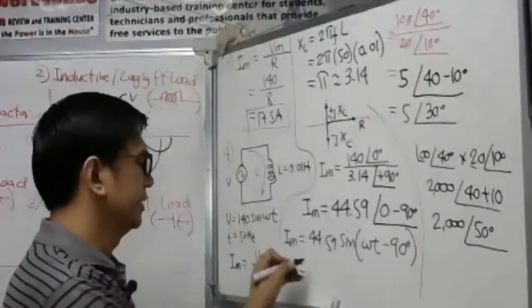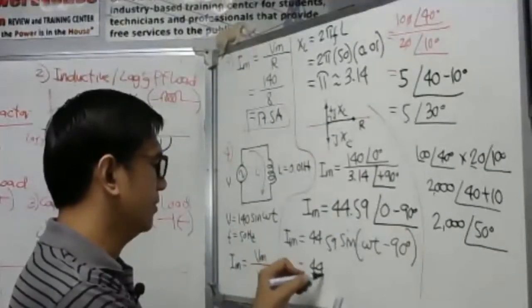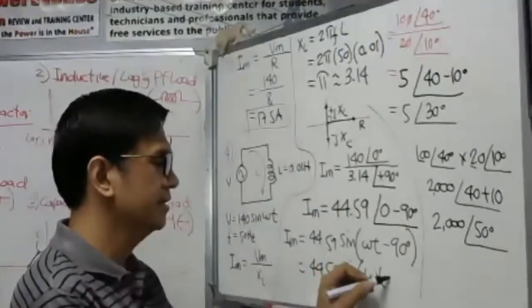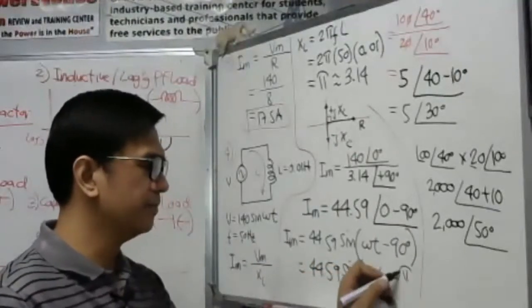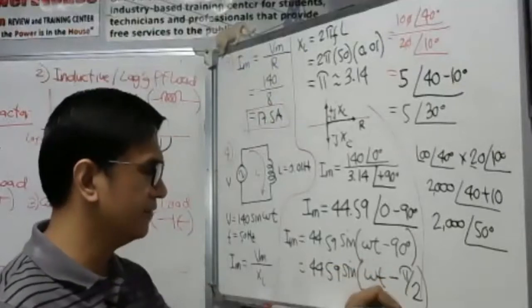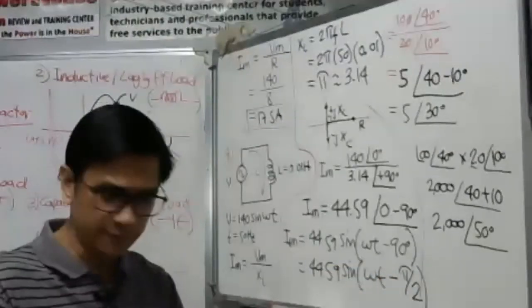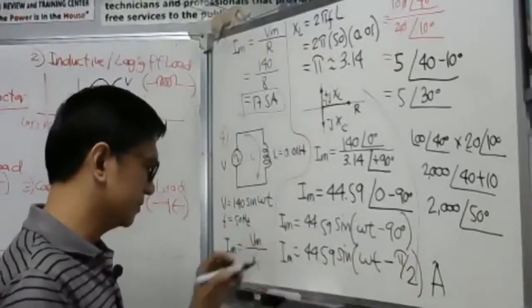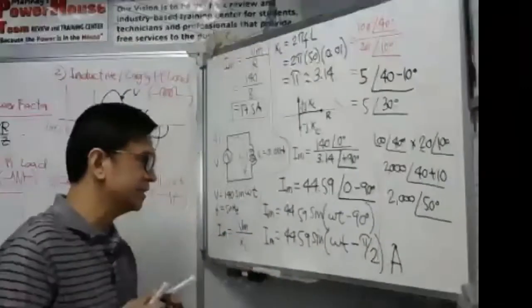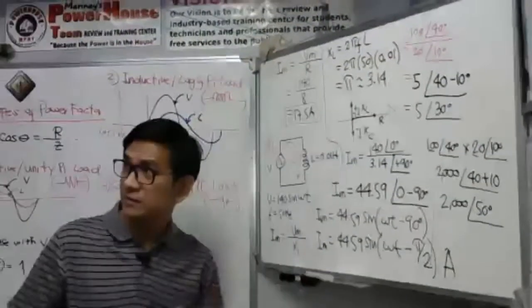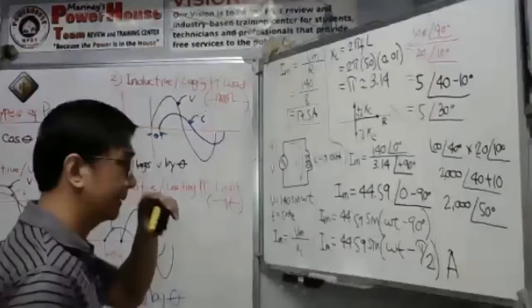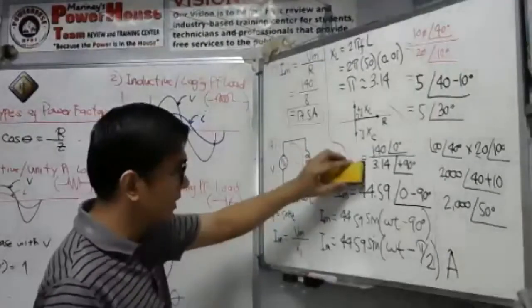Okay? So, we have here 44.59. Then we have here sine omega t minus pi over 2. So, that will be our final answer here. Of course, the unit is in amperes because this is our I sub m. Or shall we say that is our I, no? That is how we represent. We may call this as our I.